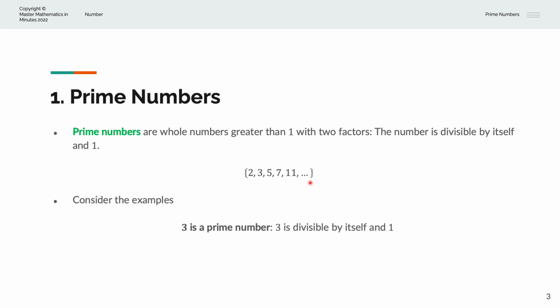For example, we have 3 is a prime number because 3 is divisible by itself and 1 and no other numbers. And we have 4 is not a prime number because 4 is divisible by itself, the number 2, and 1.